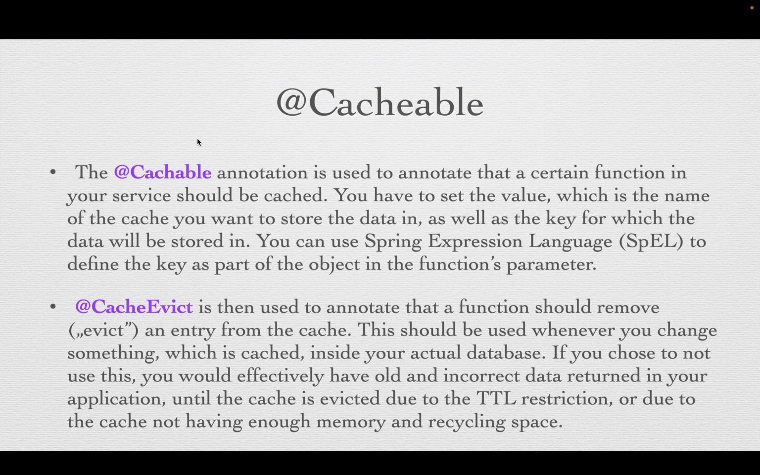So what is this @Cacheable annotation? We know that if we want to cache certain functions or methods, then we need to use this @Cacheable annotation, and we have to set the value of the annotation, which is nothing but the name of the cache. Yes, in our case the name of the cache is address. We already use it. As well as the key for which the data will be stored.